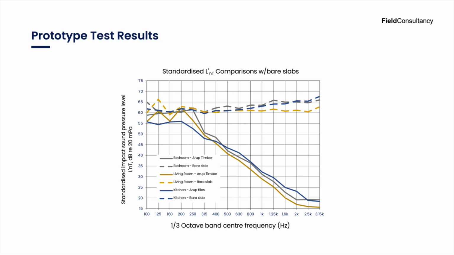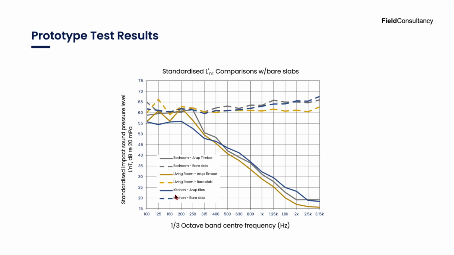As you can see here, the impact sound pressure level drops off steeply as the frequency increases, which tells us that impact noise in residential buildings is usually of low frequency content between 100 Hz and 315 Hz. The dark blue line here shows the kitchen scenario. So with the solid blue line, with the tile build up in the kitchen, you can see that we get a flat impact sound pressure level of around 55 up to 200 Hz, and then it drops off.